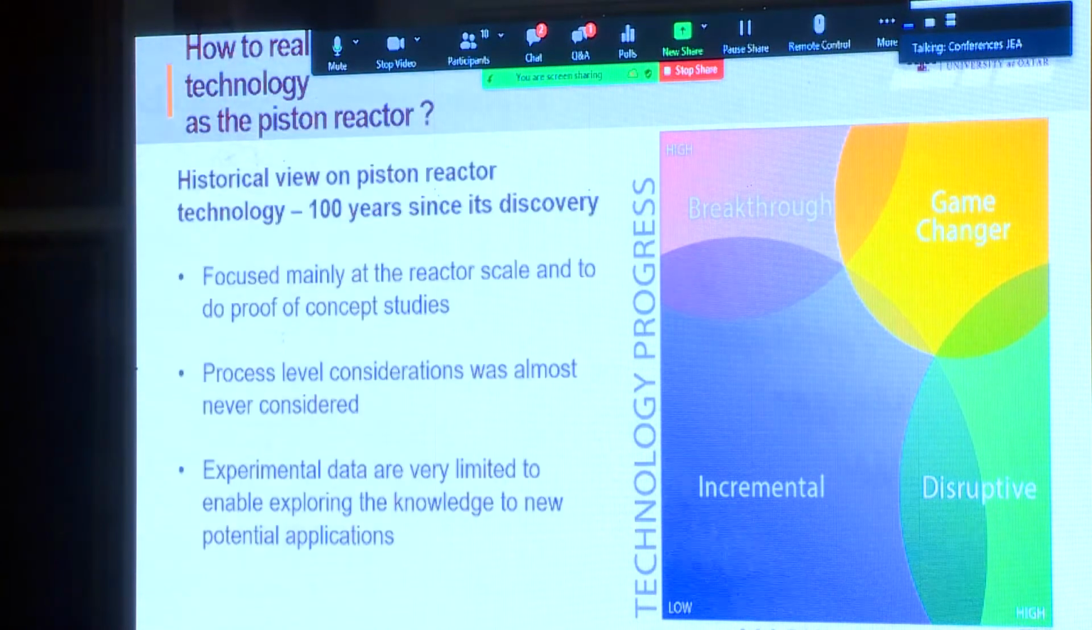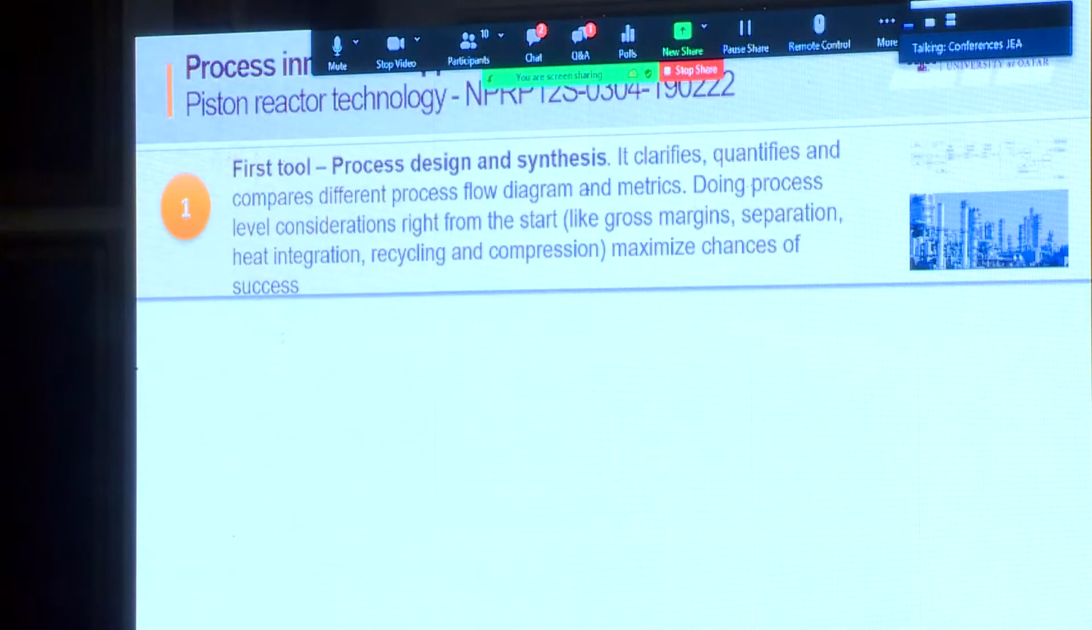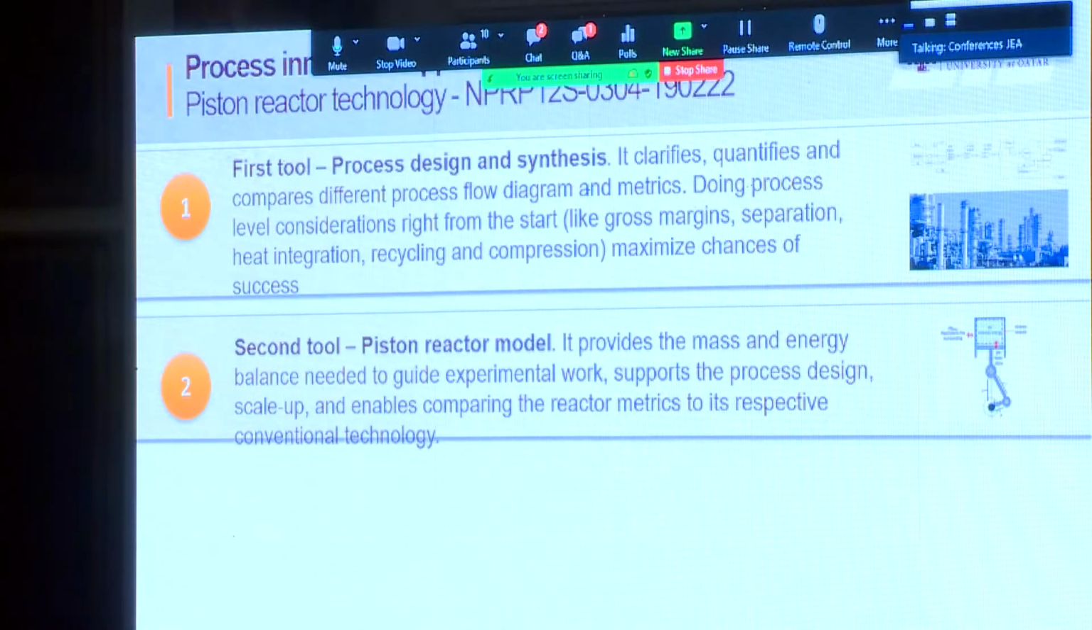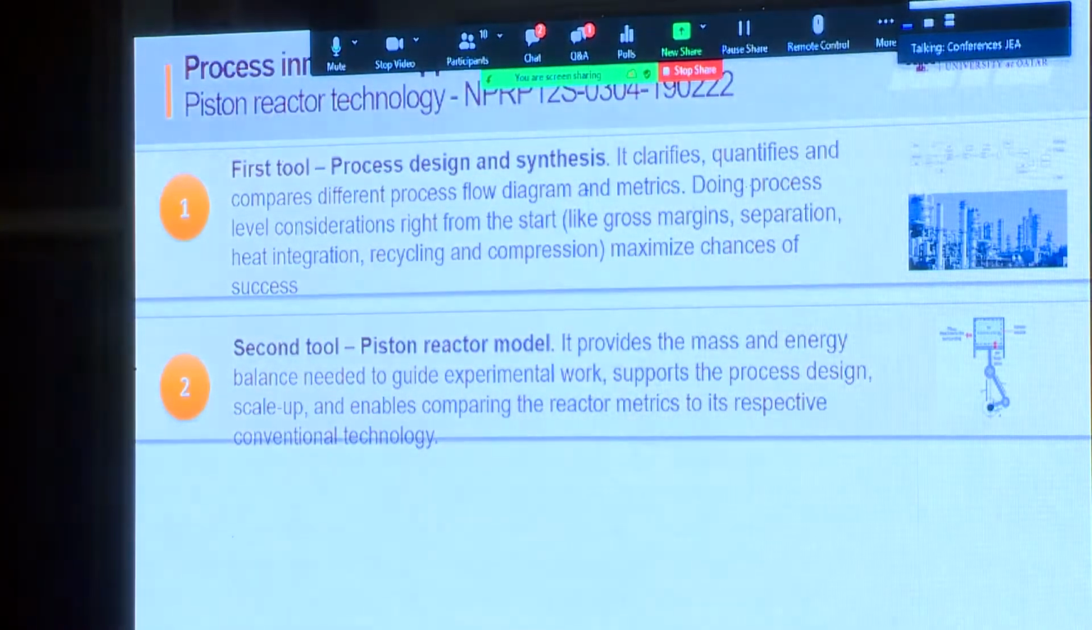This is the approach we propose in this project, on which we build the entire project. The first is we take the process design and synthesis right from the start, even before it is validated. Why is that? Because simply I can know the gross margin, I can know things about economy of scale and things related to, for example, heat options, because this will allow me to know if this technology even makes sense to start with or not. Second, we build a model to allow us to extrapolate.